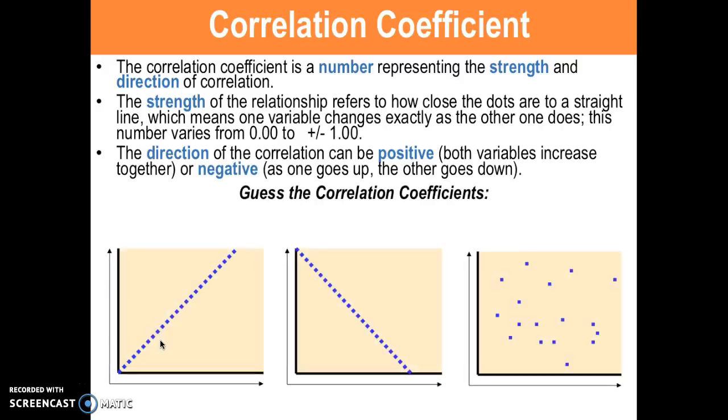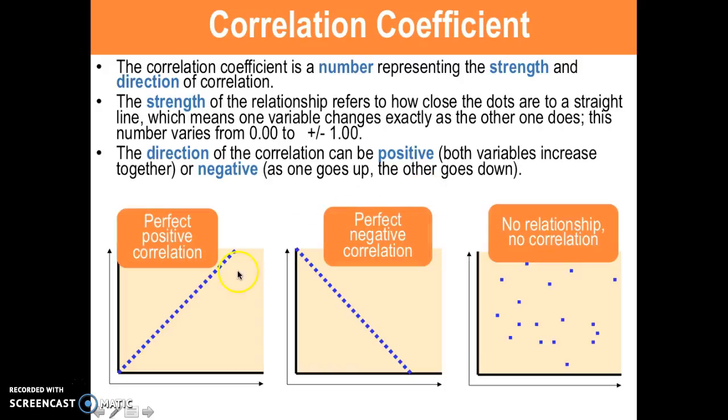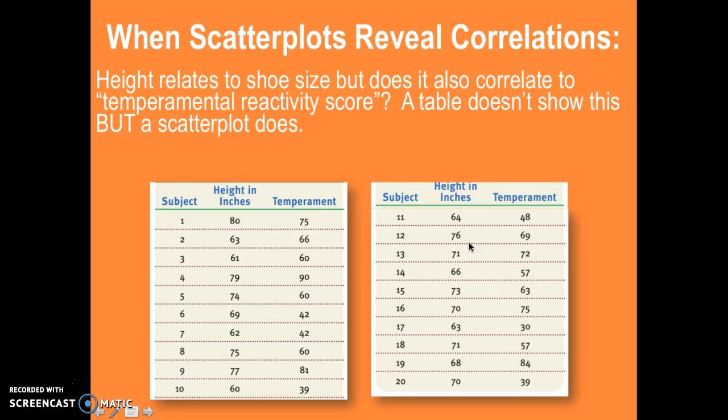So guess what these correlation coefficients are? The first one, the data points are all going up and they're really close together. In the second, the data points are going down, and these are totally crazy all over the place. The first one, if you guessed that they are a perfect positive correlation, you are correct. Second is a perfect negative correlation, and this one, there's no relationship at all, there's no correlation.